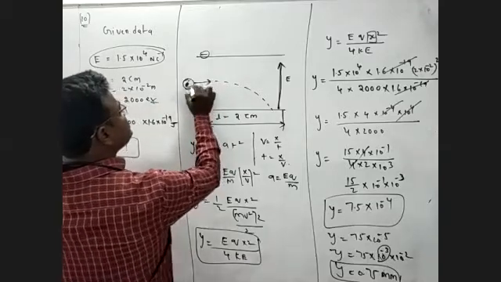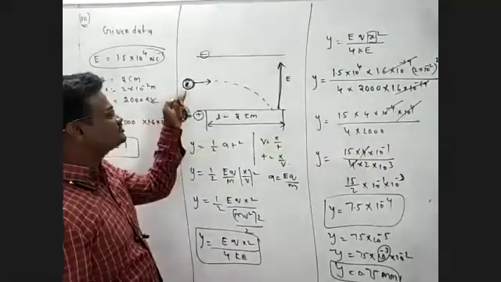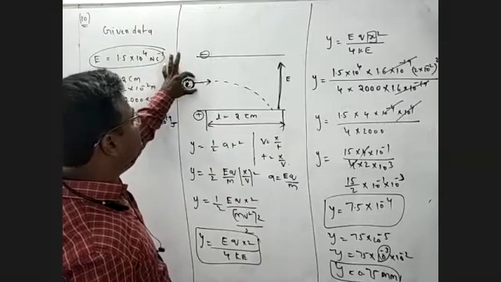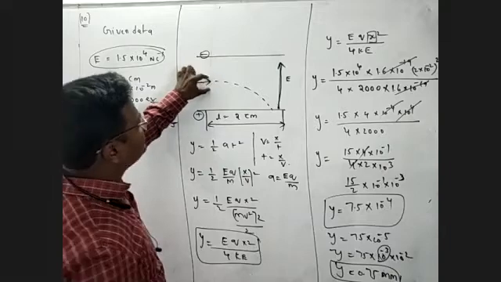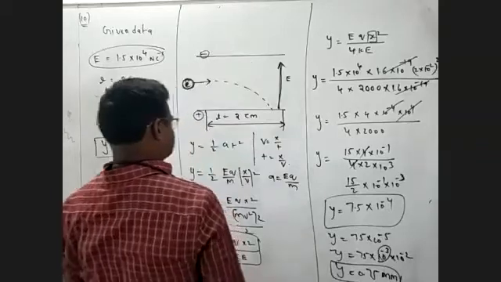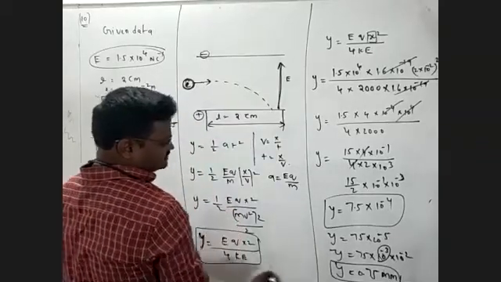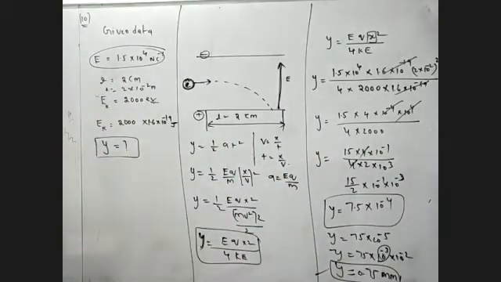The electron moves with this kinetic energy. The electron enters perpendicular to the electric field. It enters in this direction and moves in this direction. So how much is the deflection? The deflection of this negative charge is 0.75 millimeter. That is the value.